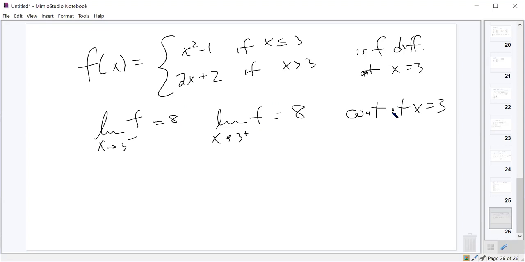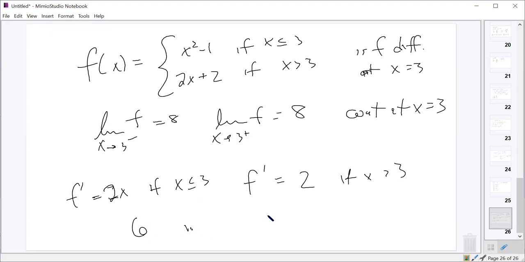But then we need to look at the derivatives from the left and from the right. So we'll say f prime equals 2x if x is less than or equal to 3. And we'll say f prime is equal to 2 if x is greater than 3. Well, at 3, this would be 6 versus over here, this would be 2. So it would not be differentiable in this case either. But if those come out to be the same, then it would be.